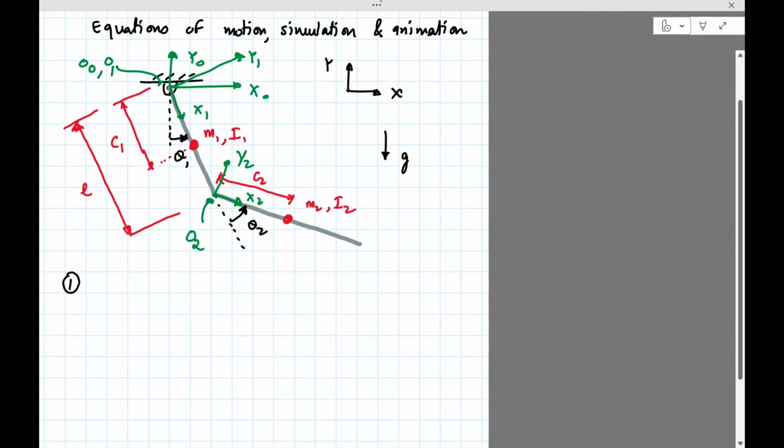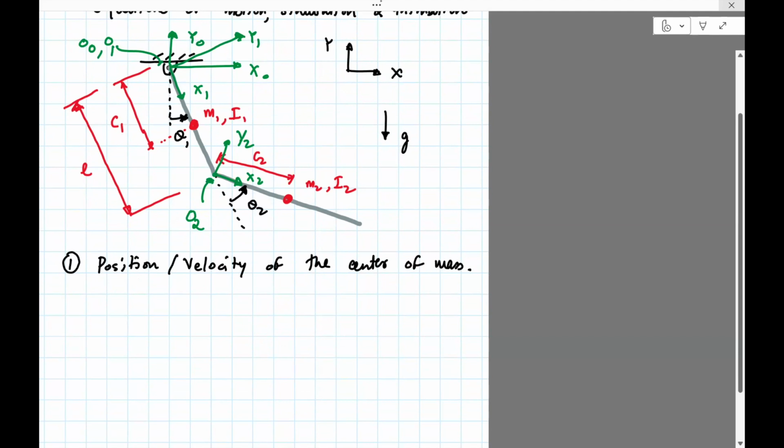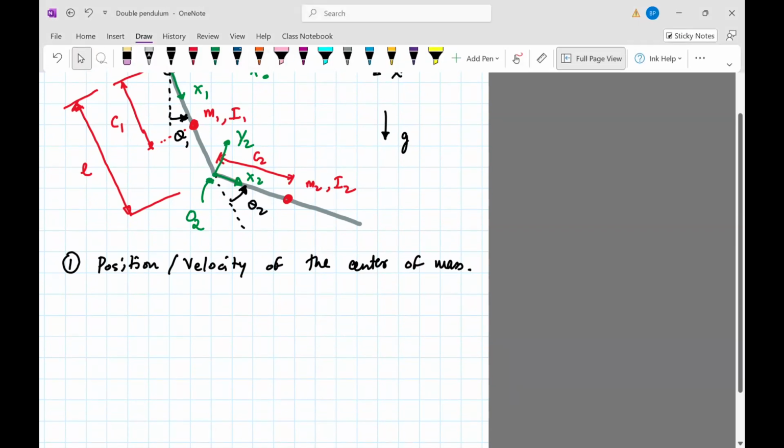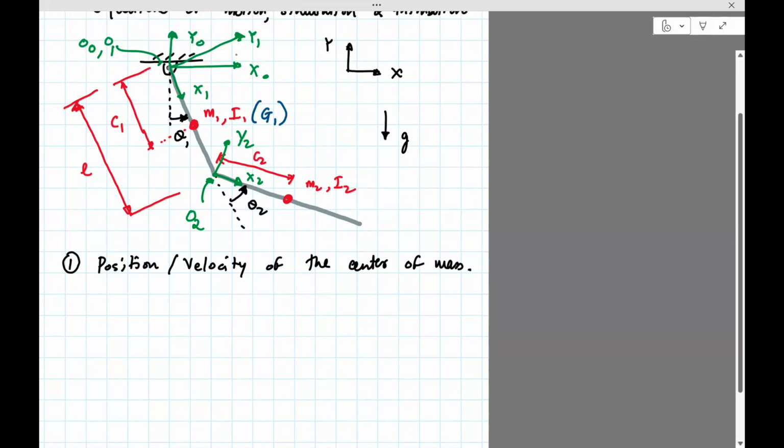Okay, so step 1, position and velocity of the center of mass. There are two masses here, m1 and m2, so I need the position and velocity of both of them. So let's call this point G1 and this point G2, that is this one.